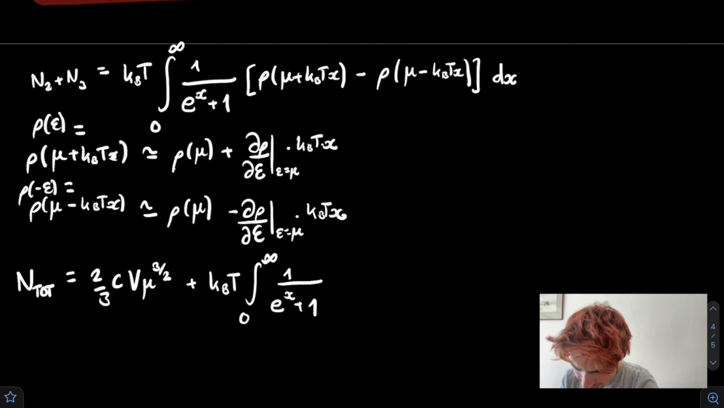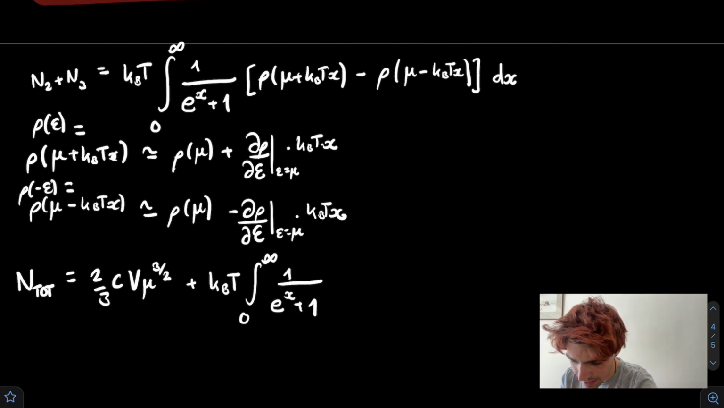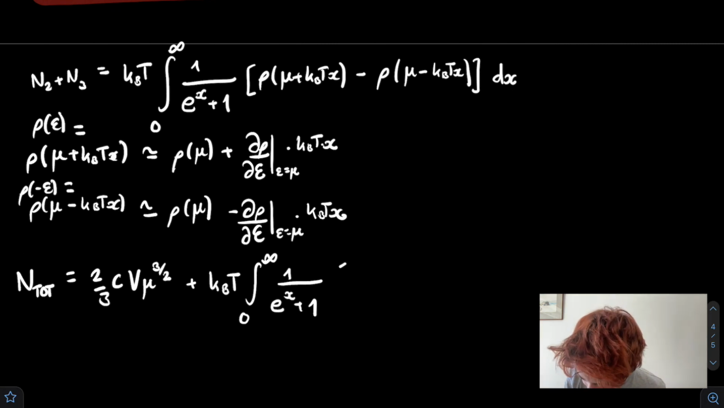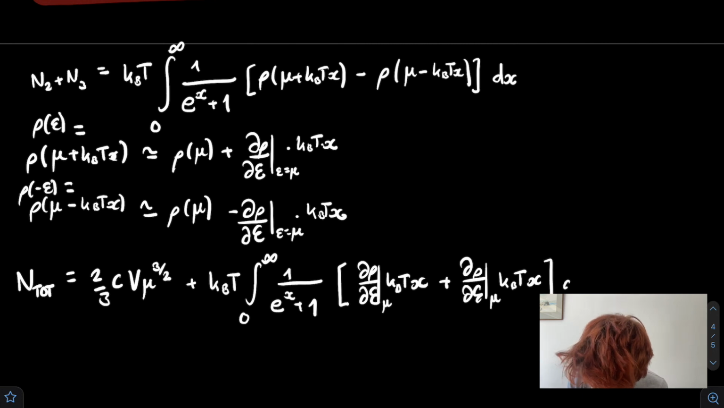And like I said, these terms are going to cancel when we substitute them in, but we are going to get these two terms which are going to add because they have different signs and they're being subtracted in this integral right here. So let's go ahead and do that. We're going to get d rho d epsilon times kBT times x, and then we're going to add again d rho d epsilon, both evaluated at mu, times kBT times x dx right there.